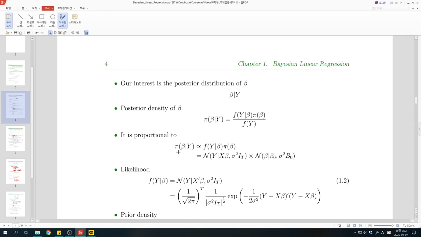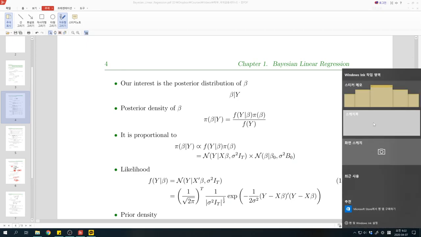That means this posterior density is not standard. You know its posterior kernel, but it doesn't mean that you know the distribution of beta. This is really important. Let me explain a bit more.